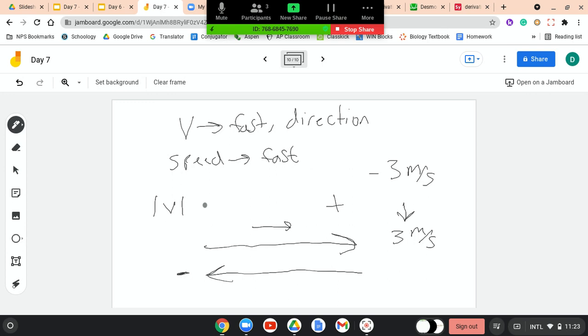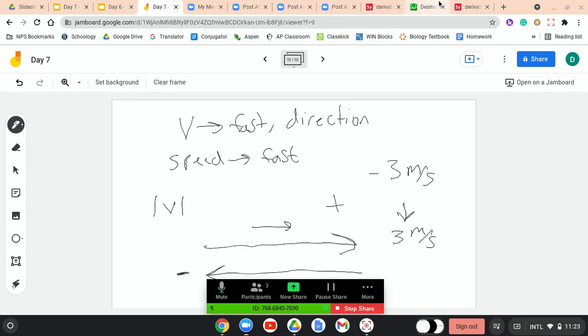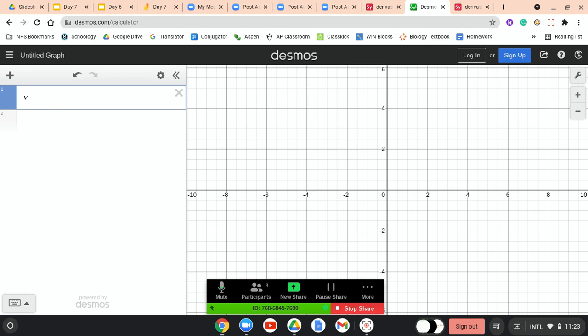All right. And the reason that's useful is because sometimes in calculus, let's say you're writing velocity as a function of time. f of x is your velocity, and x is your time. All right.